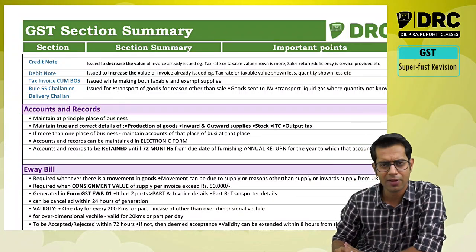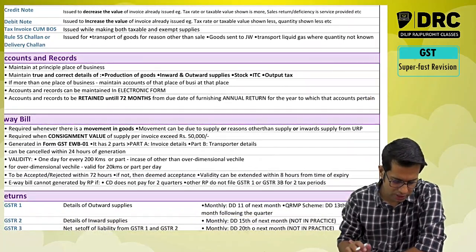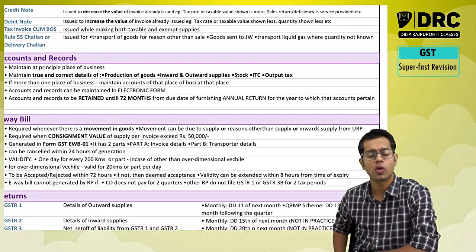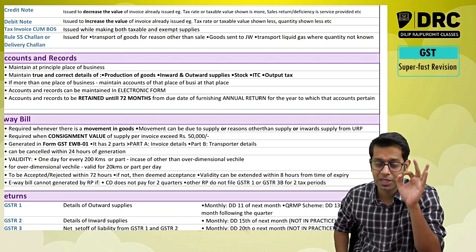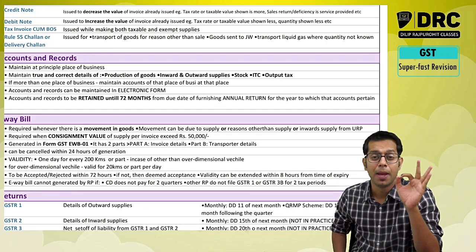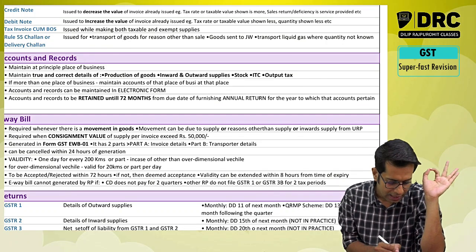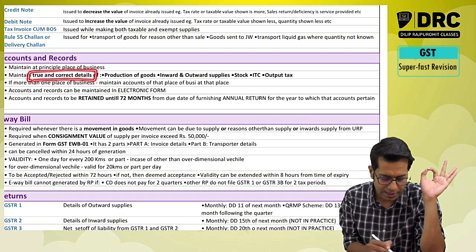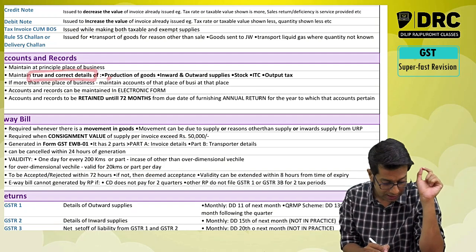Now, accounts and records. A new topic has been introduced for CA Inter students. It was already there for CMA as well as CS students. Books of accounts are required to be maintained by every registered person. He is required to maintain these books of accounts at the principal place of business, with true and correct details.